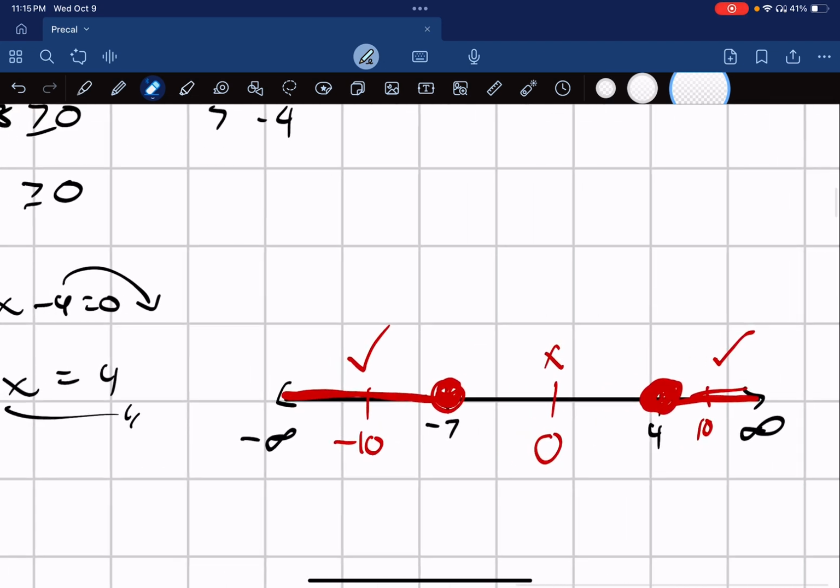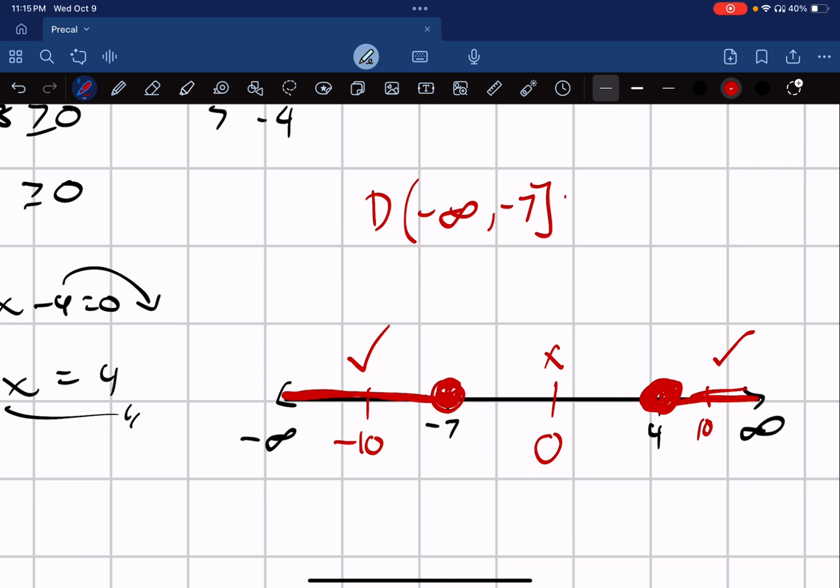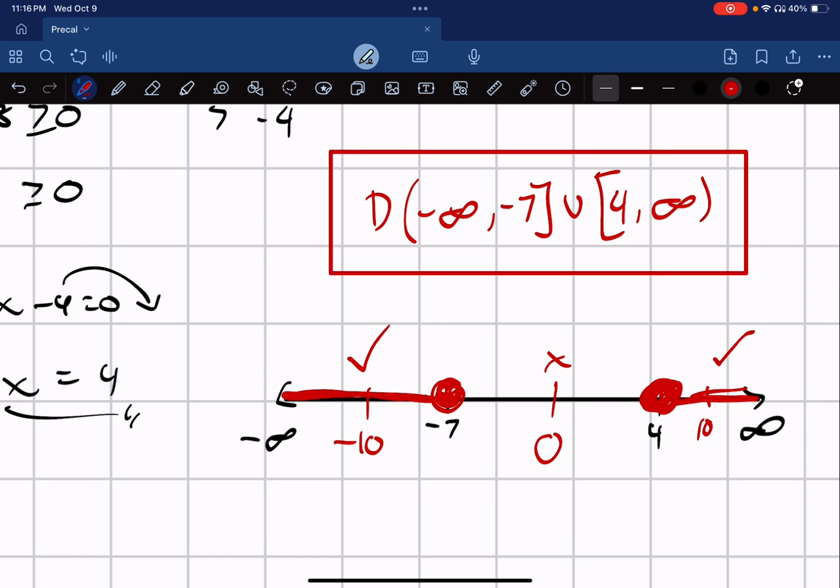And then, now that we have established it, we notate. So the domain is, again, the left side, negative infinity to negative 7. And since it is a closed, shaded circle, negative 7 is included, bracket. And then, the union of, since we skip over here, jump to 4 to infinity. And 4 is included, so we use bracket. And that is the domain of our function.